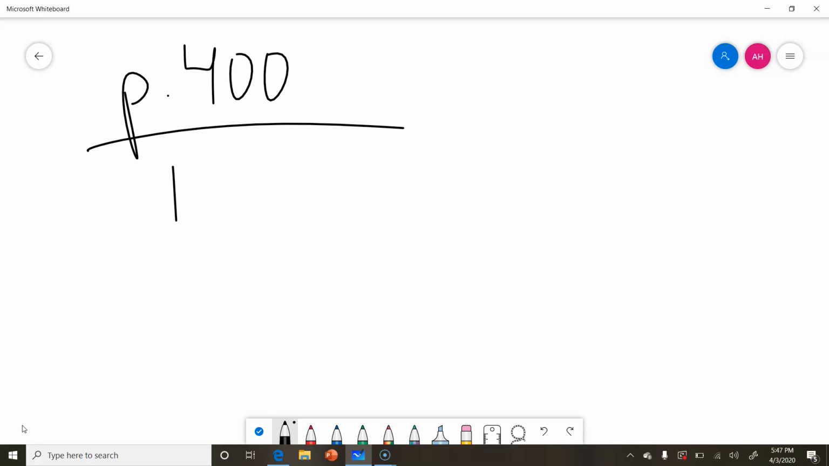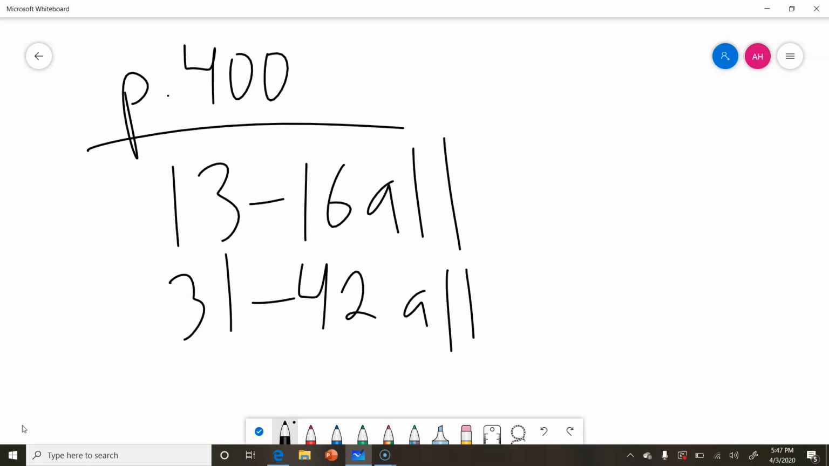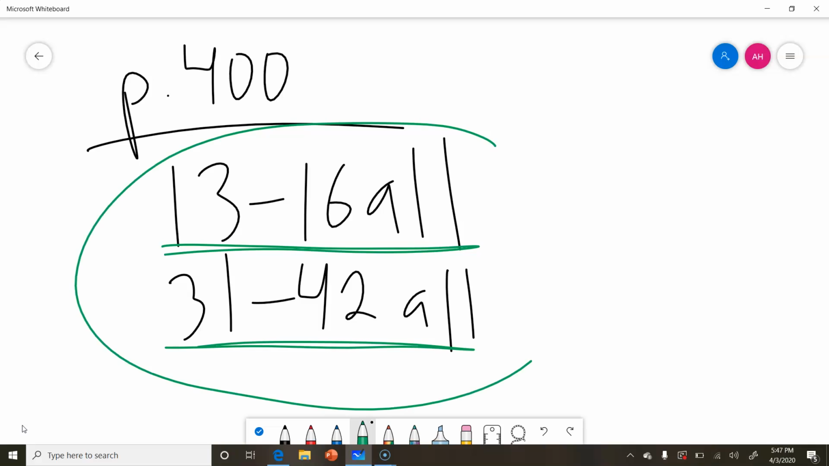Here's the homework that we want to do from this. This is on page 400. This is review. Okay, we are going to do numbers 13 through 16 all, and then we are going to do numbers 31 through 42 all. And I've already done some of those for you. So there's your homework for tomorrow.